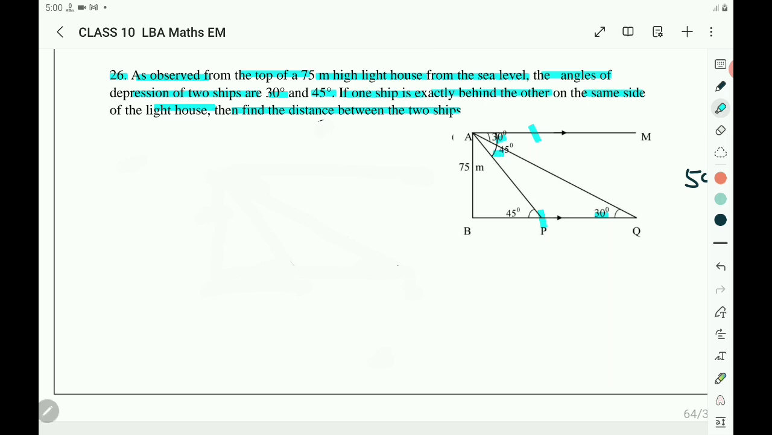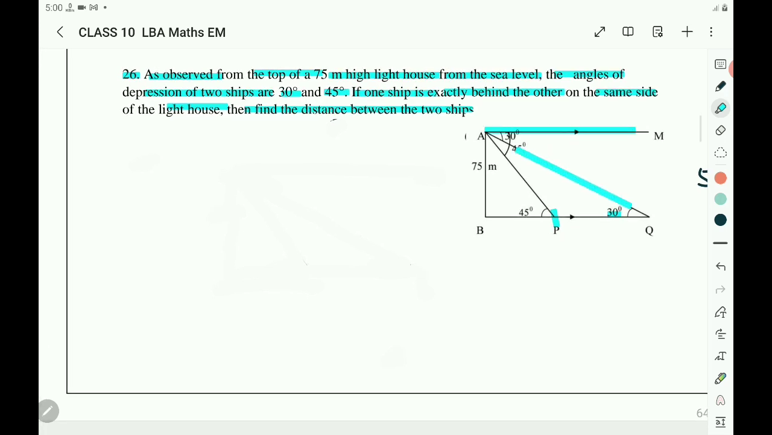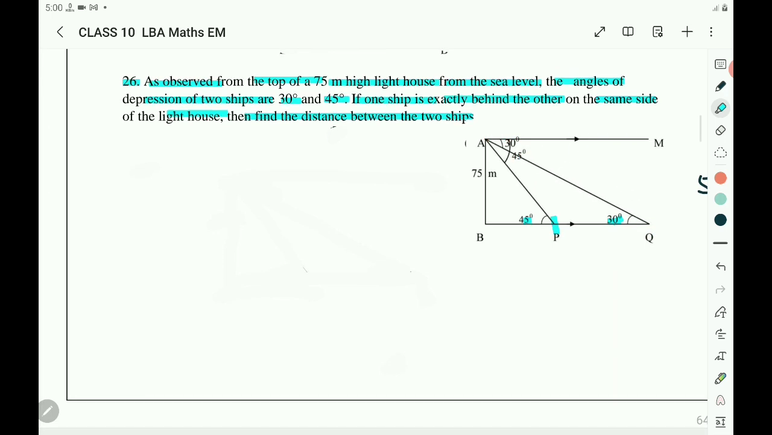Similarly, angle MAP is equals to angle APB. These two are the alternate angles and they are equal. Similarly, these two are the alternate angles. By using that property, you can write the angles APB is 45 degree and angle AQB is 30 degree.